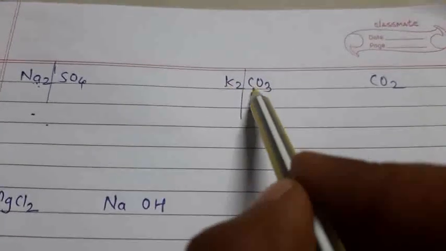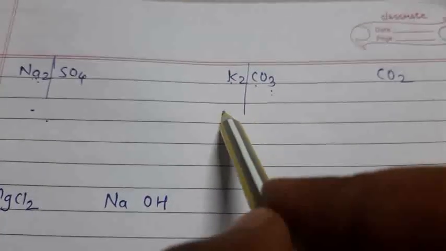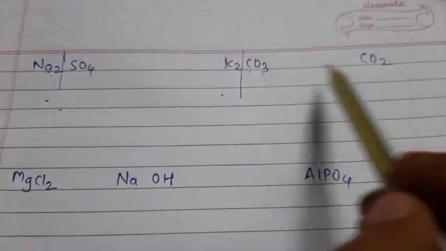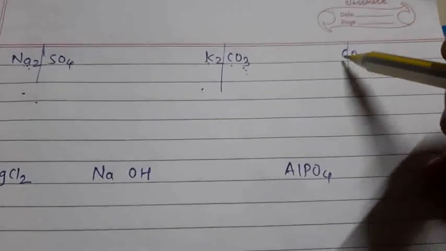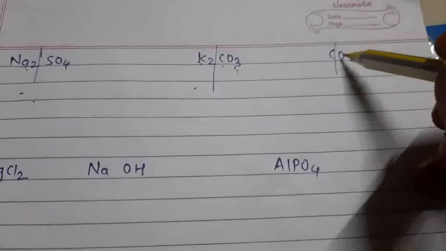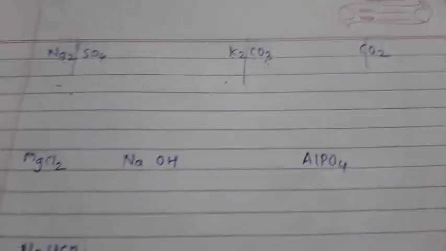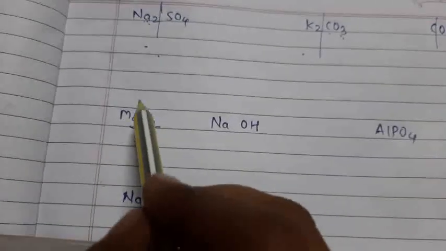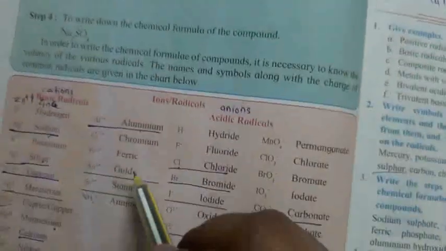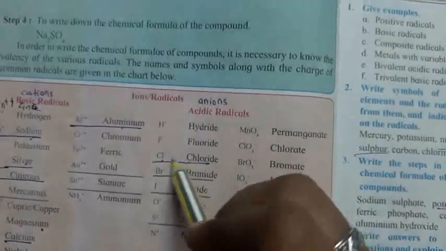Next is this compound. Its two parts, if we make, will be potassium and CO3. So this is potassium and CO3 group is carbonate. So potassium carbonate. This compound we will divide in two parts. Carbon, oxygen is present but oxygen is 2 in number. So carbon dioxide, because di means 2. Next compound is this one, divided in two parts. Magnesium and this is chlorine. And for chlorine, what is the name? Chloride. So magnesium chloride.